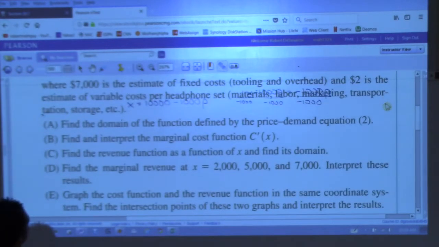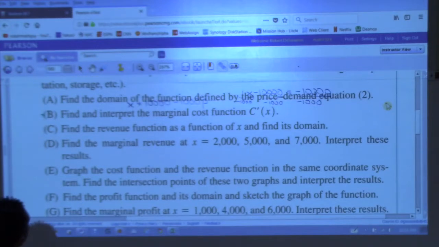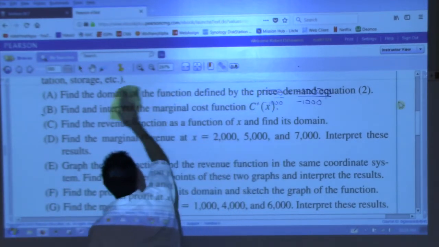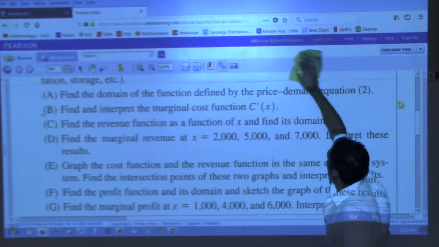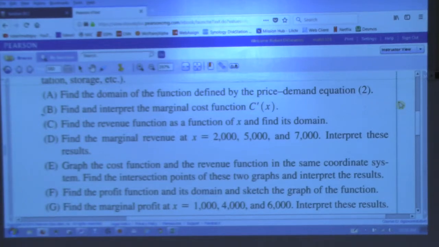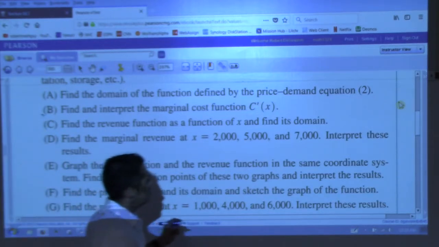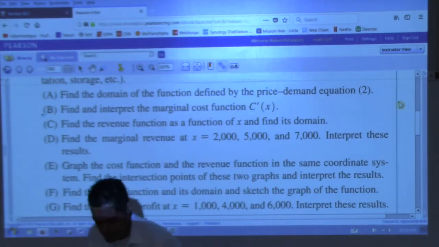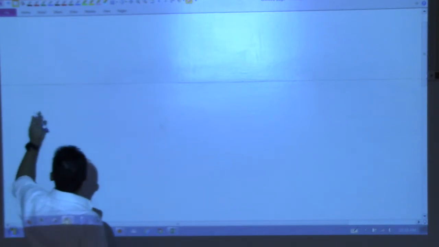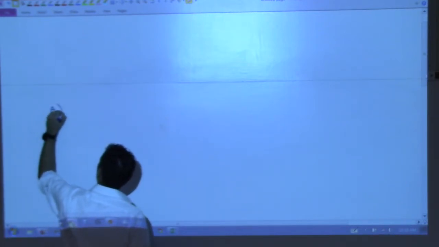Here they are. Find the domain of the function defined by the price-demand equation. So that means go back and look at, well, let's just do that one first. We want the domain of the price-demand equation. And the price-demand equation was this one. So this is part A.